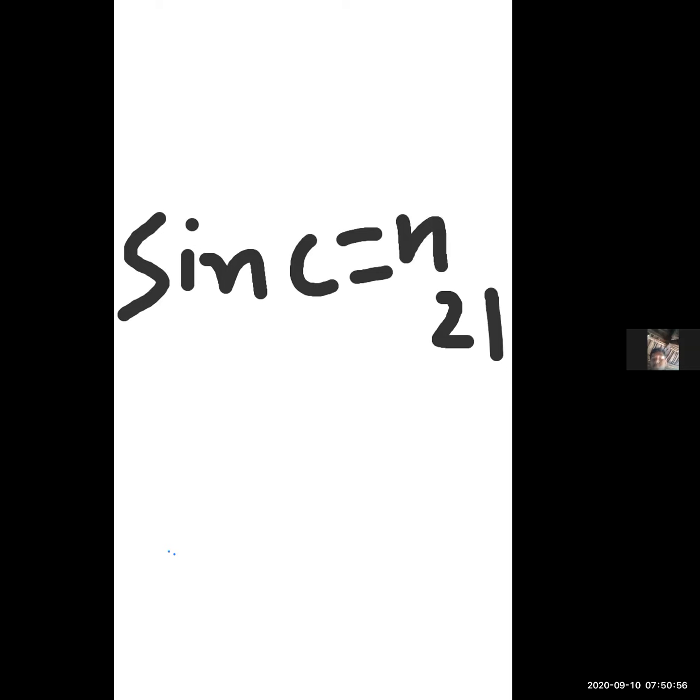Then again below that, sin C is equal to N21. N2 by N1 can be written as N21. All these formulas are useful to you in the calculation of critical angle, students.